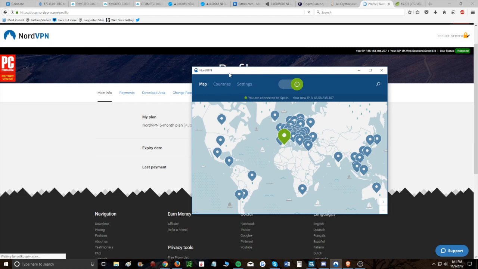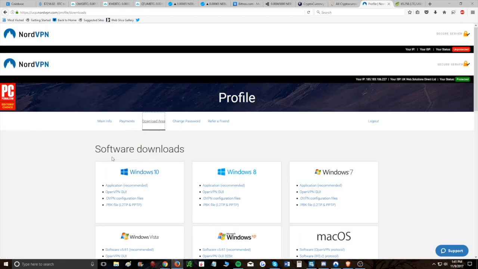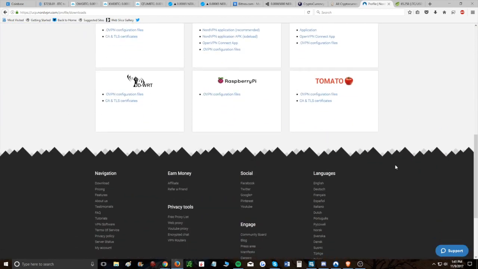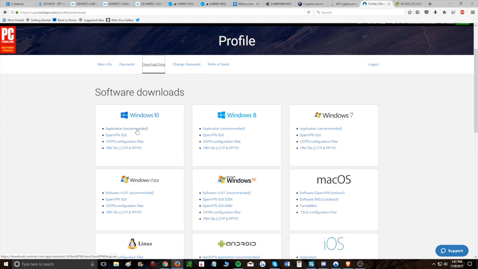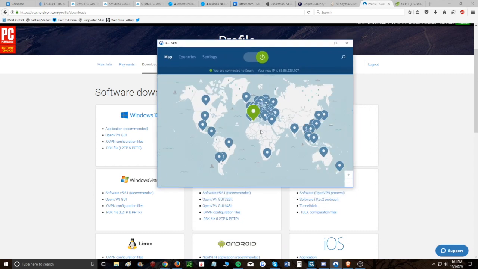So setting up a NordVPN is very simple. You have to do your payment and then go to the download area. You just select which system you're running on. I'm on Windows 10. I just hit application and this is what it downloaded. And it was very simple to set up. I just clicked on the location I wanted. It doesn't matter which one.